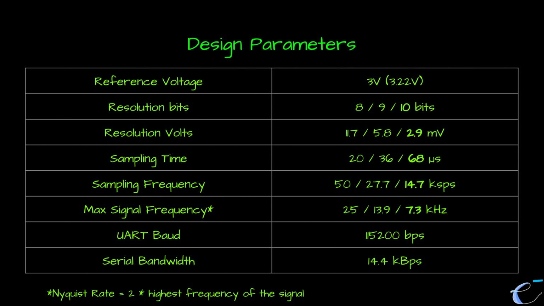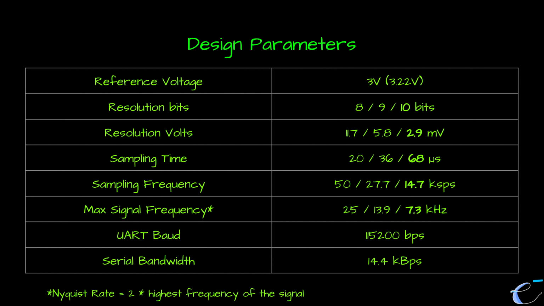Let's look at the design parameters. The reference voltage is 3 volts, the 3 volt pin that you saw on the microbit. However, when it's powered from a USB, the 3 volt pin actually is at 3.22 volts. The resolution bits, as supported by NRF51, is 8, 9, and 10 bits. The microbit platform that we are going to use hard codes it to 10 bits, so that's what is going to be relevant for us today.